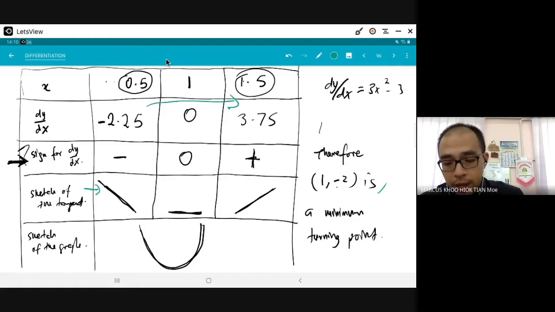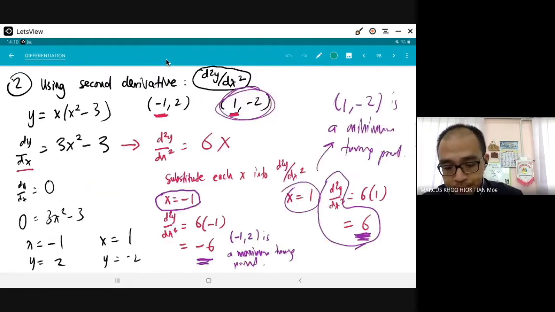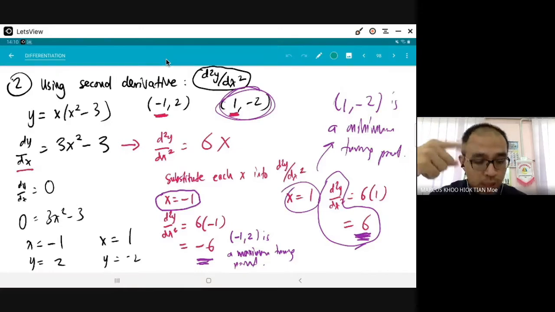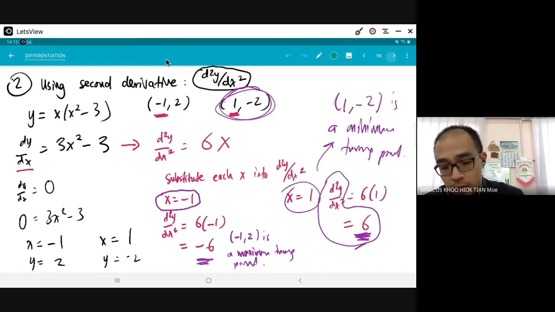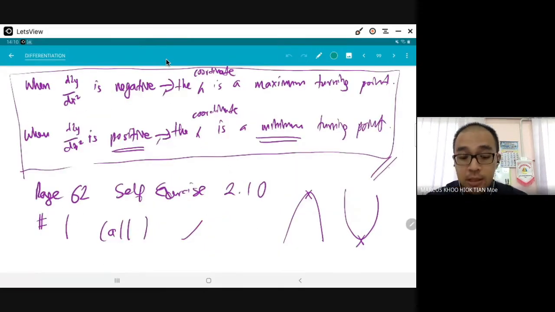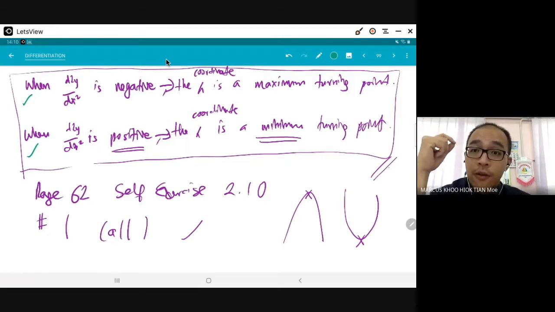The second way that I taught you was by using the second derivative. We differentiate the equation again, and then we sub the x inside. If the second derivative, d2y/dx2, is a positive value, then it's a minimum turning point. If d2y/dx2 is a negative value, then it is a maximum turning point. So these two methods are very important for us.